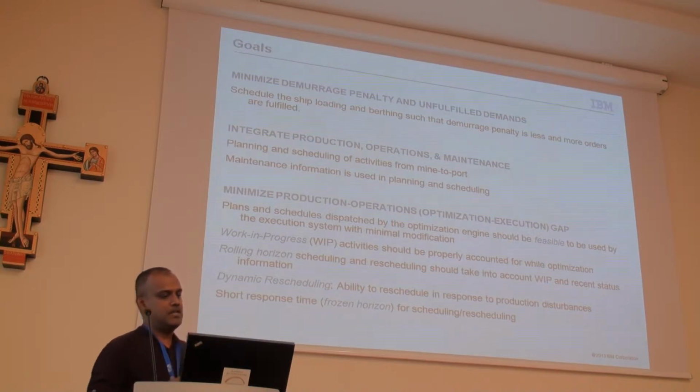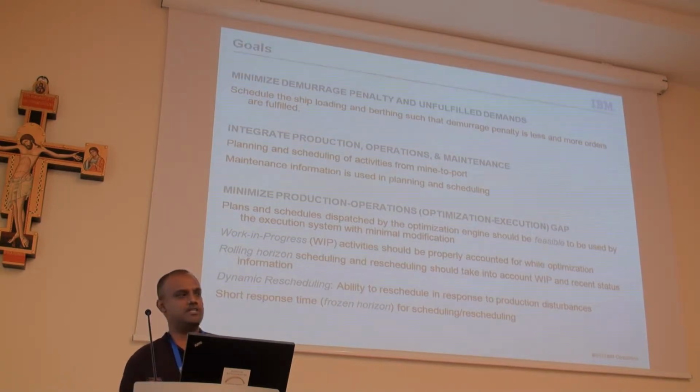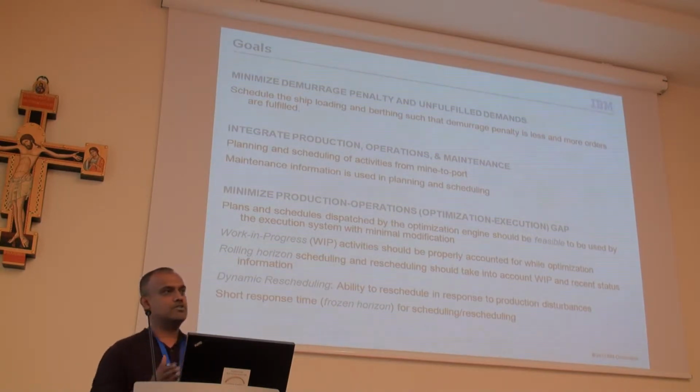So what you have to take into account is the work in progress. I have to ensure that the rolling horizon is taken into account seamlessly, and also the concept of dynamic rescheduling. If something goes wrong, how do I shut down the operation without much trouble and quickly come back to a new schedule?